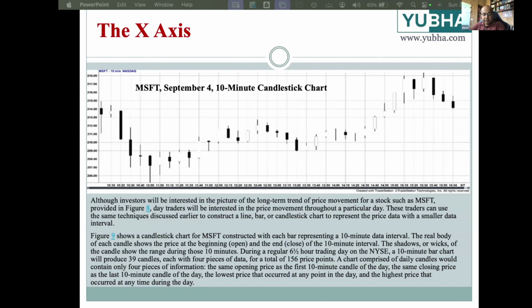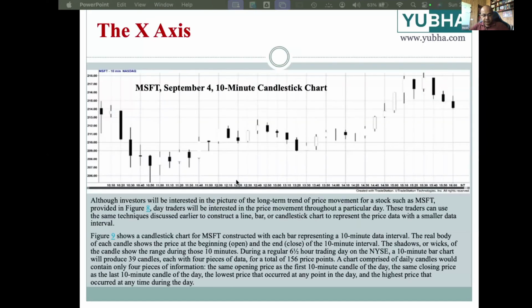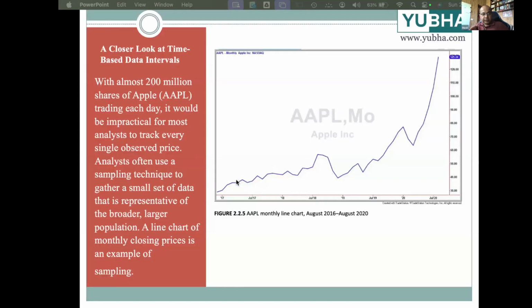Okay, any questions till now? Okay, so we just completed Microsoft. I think I'm missing this particular chart of DJI and S&P, but let's keep going.